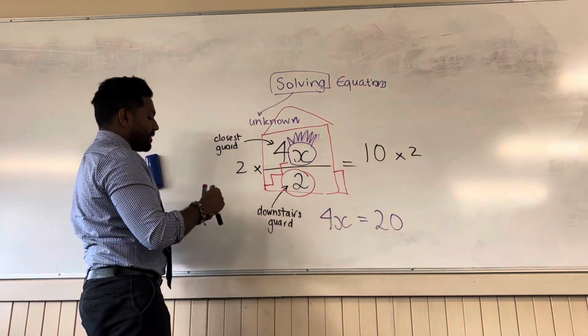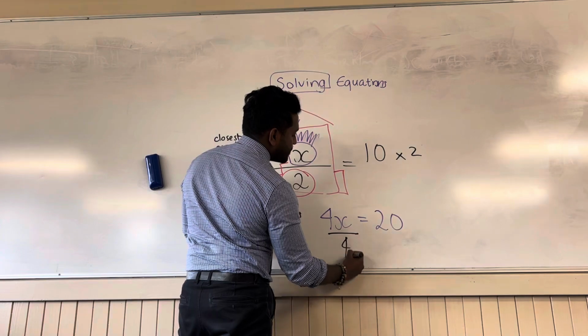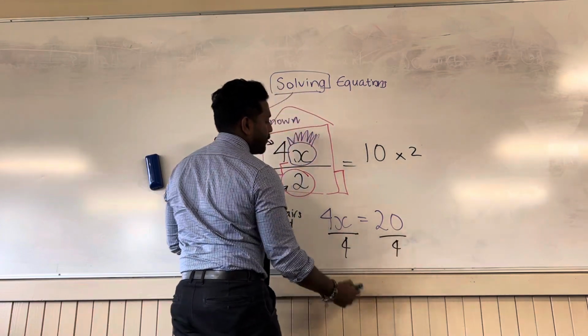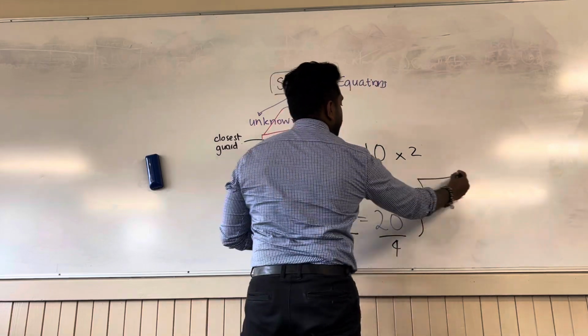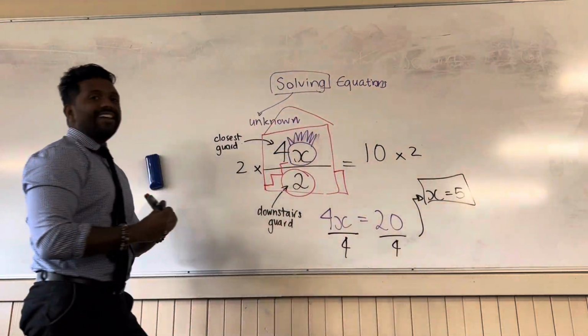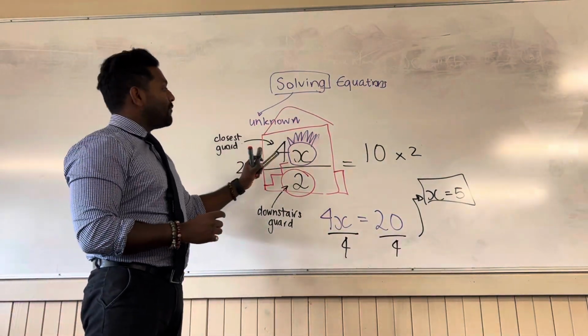Now we've got this guard left over. How do we bring this guard onto the other side? We have to do the opposite. Divide 4, divide 4. Now we are left with x is equal to 5. And that is your answer. So this question is slightly different because now you have a fraction and you have to solve for x.